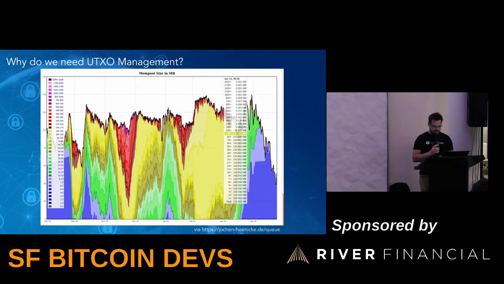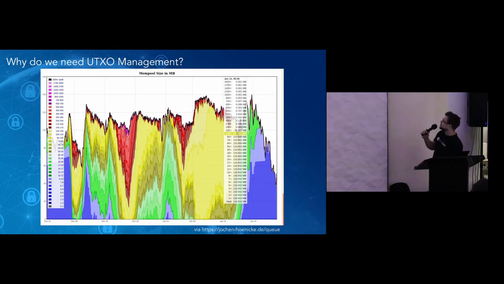So let's look a little closer at the fee event in winter 2017 and 18. You might see that the colors are a lot more squashed down here now. And this is because we're now looking at a node that was run with the default mempool. The previous graph had all transactions. This one has only what fits into the default mempool of 300 megabytes. 300 megabytes of data roughly translate to about 140 megabytes of serialized data.